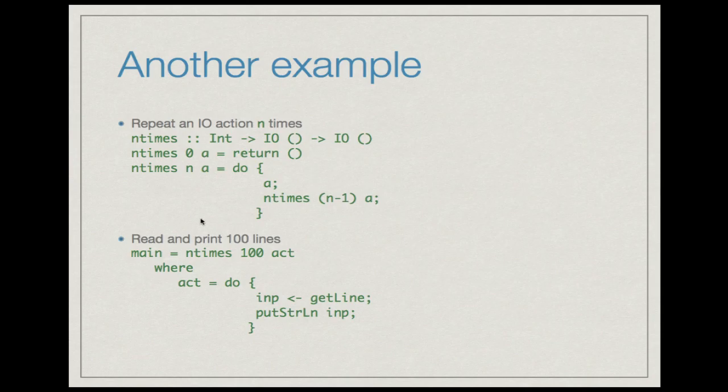Now we can read and print 100 lines as follows. main equals nTimes 100 act, where act equals this block, which reads an input from the user and prints out that input. getLine, bind it to input, putStrLn input. This action is repeated 100 times by main.